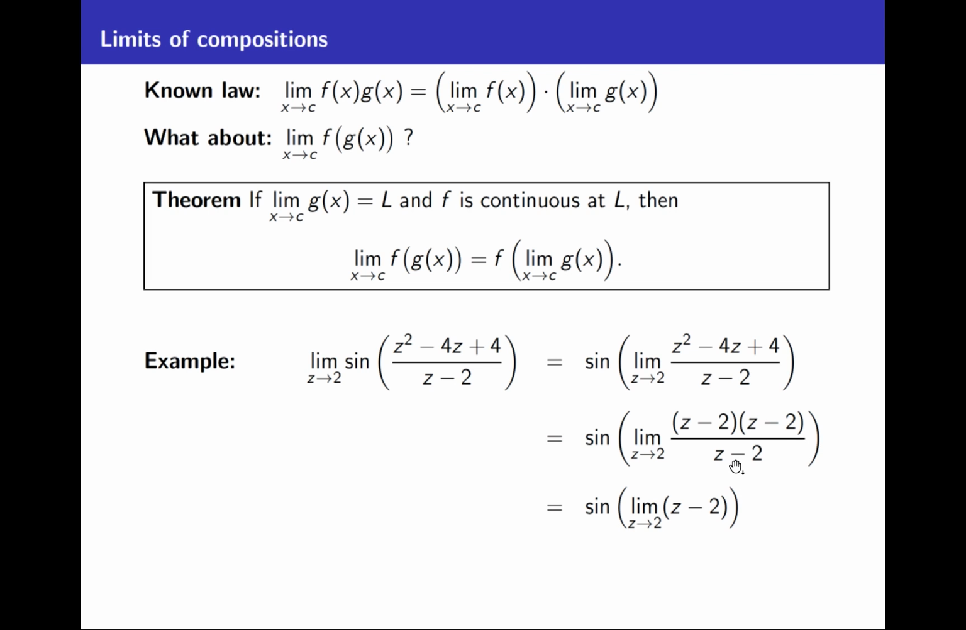One of those z minus 2's cancel. So we get sine of the limit as z approaches 2 of z minus 2. Now this inside limit is easy to work out because that's just the limit of a polynomial. So we just plug in 2 on the inside here, and you get sine of 2 minus 2, which is sine of 0, and that's equal to 0.